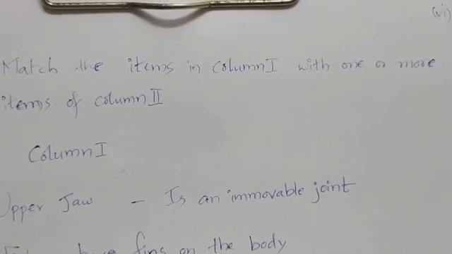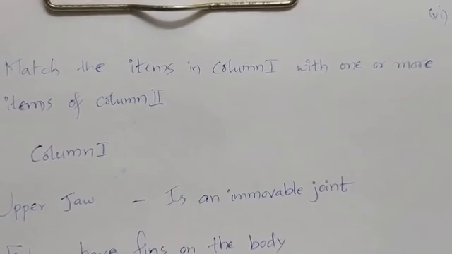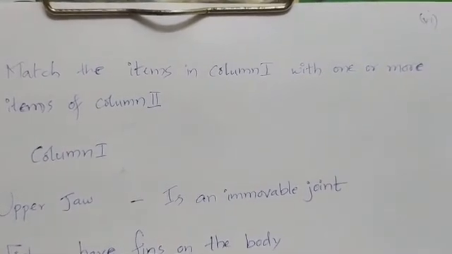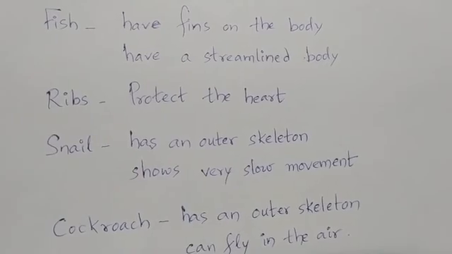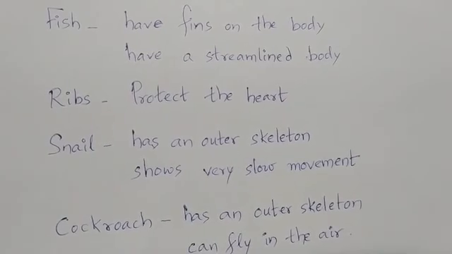Next, coming to fish. Fish have fins on the body, correct. Has an outer skeleton, no. Fish has an inner skeleton. Can fly in the air, no way, it cannot come out of the water. Immovable joint, no relation. Protects the heart, no relation. Shows very slow movement, fishes move faster. Have a streamlined body. This is matching with fish. Fish have fins on the body. Fish have a streamlined body.